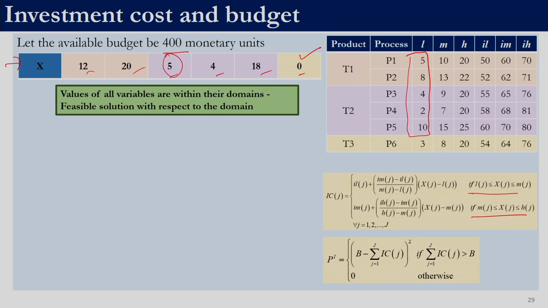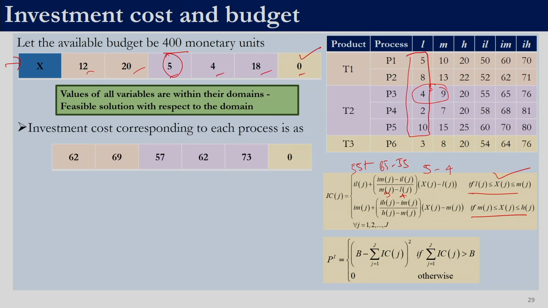For example, for process 3 we are producing 5 units. 5 is between 4 and 9, so we need to take the equation which is valid for between L and M. We need to use this equation. Instead of x we substitute 5, instead of L we substitute 4, IM and IL are 65 and 55, M is 9 and L is 4, and IL is again 55. If you compute this you can calculate the investment cost. Similarly, depending upon which region the production lies, you can use one of these equations to calculate the production cost of all the other variables.